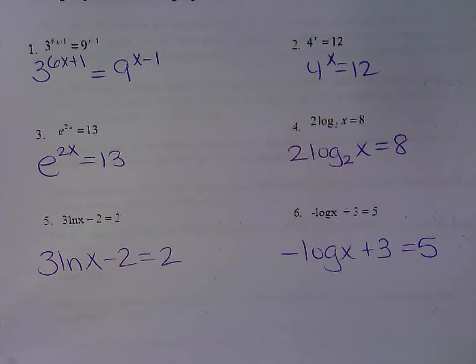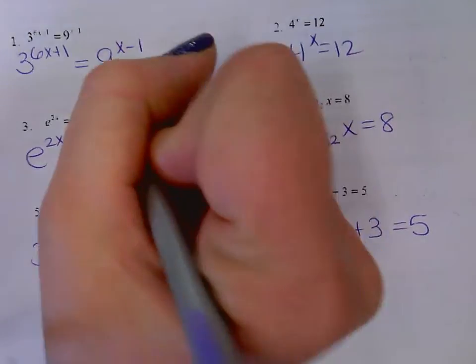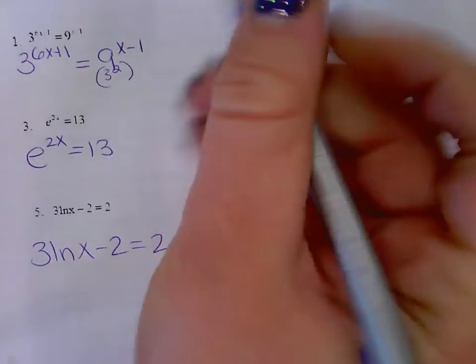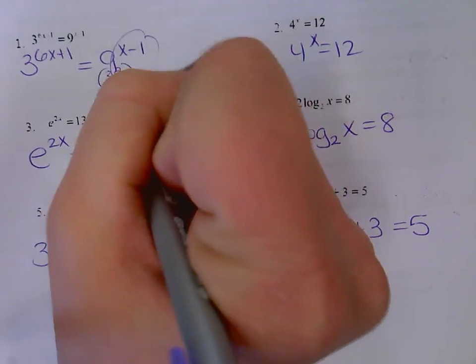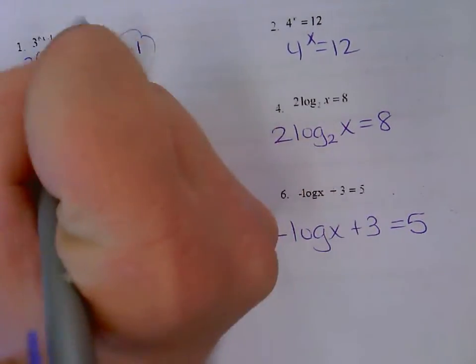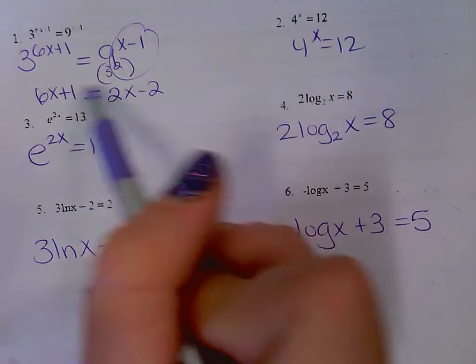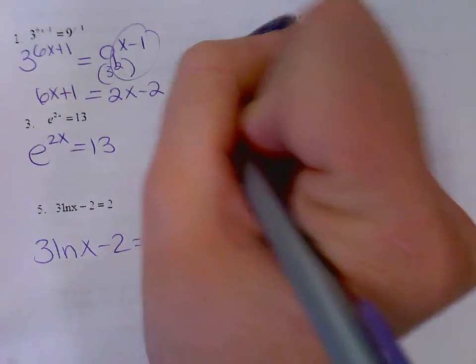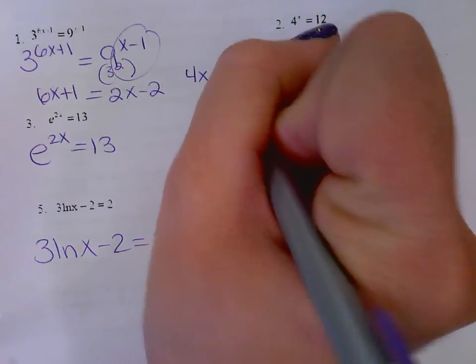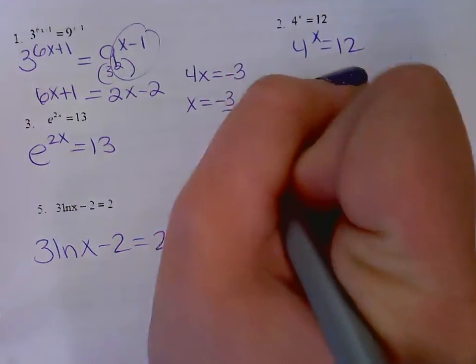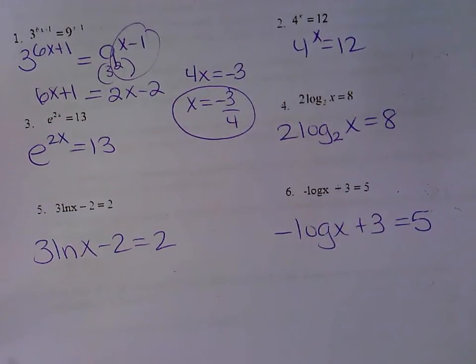I think we kind of did this one together. This one was 3 squared, right? So this becomes 2x minus 2 in the exponent and 6x plus 1 in the exponent. So you subtract the 2x to the other side, you get 4x equals -3. So x was -3/4. I looked at most of your papers and I think you got number 1 correct.